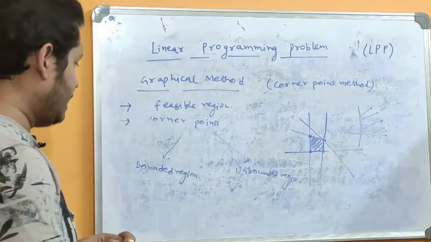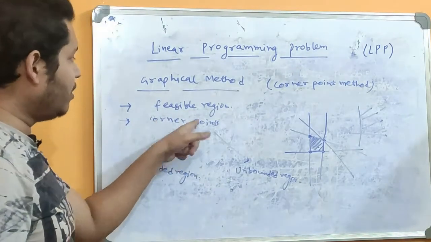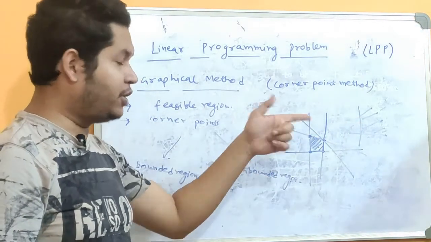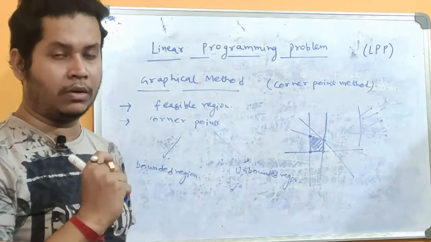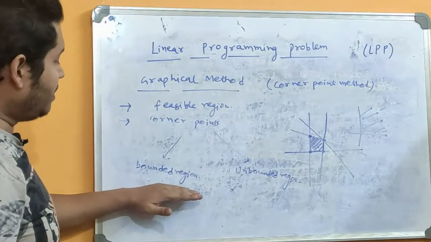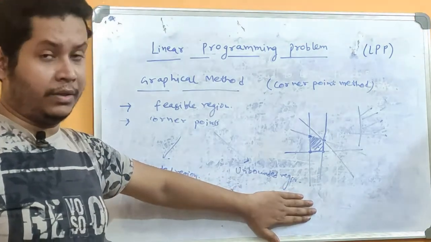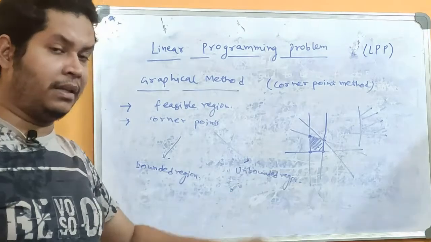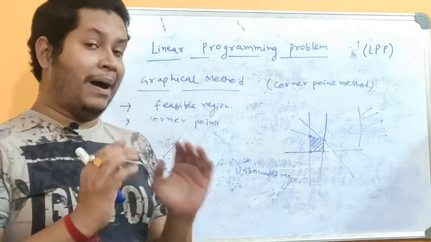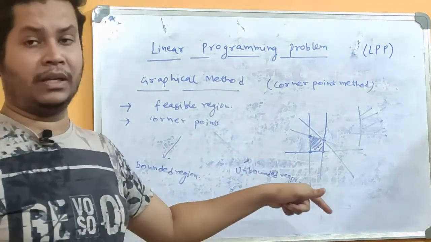Now if you are getting a bounded region, then your optimal solution will be on any one of the corner points. But which corner point, that we'll see in the problem. I'll show you with an example how we are going to decide which corner point will have the optimal solution. But that is regarding the bounded region. If we are getting an unbounded region, in that case, an optimal solution may or may not be possible. But if the solution is there, then it has to be at a corner point.